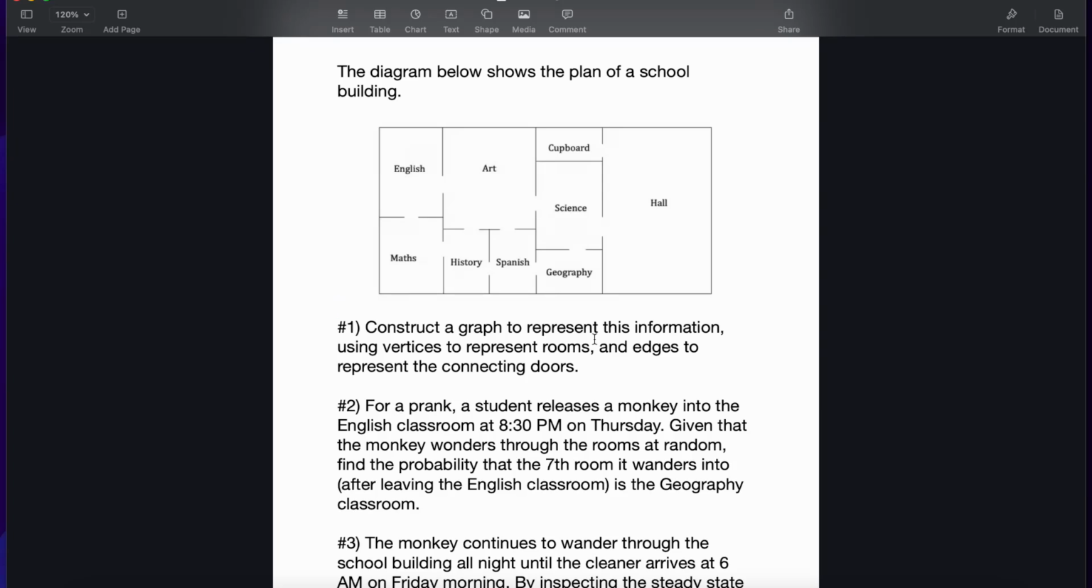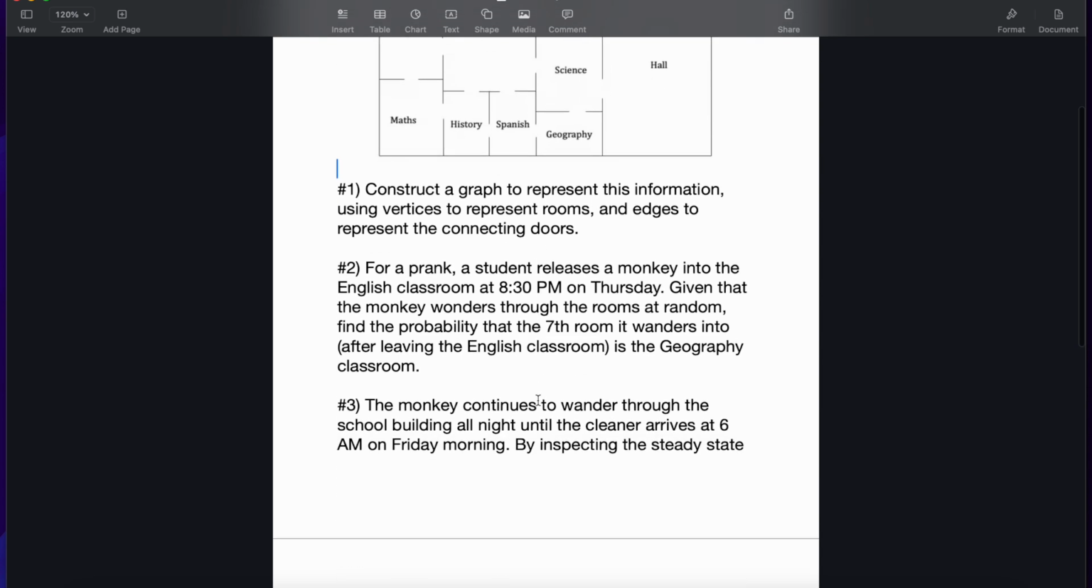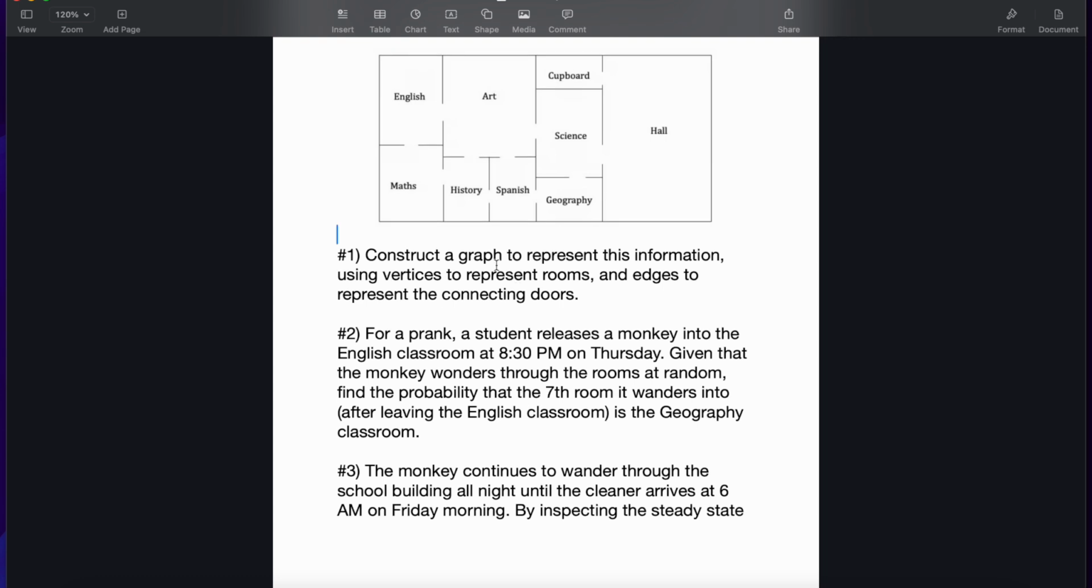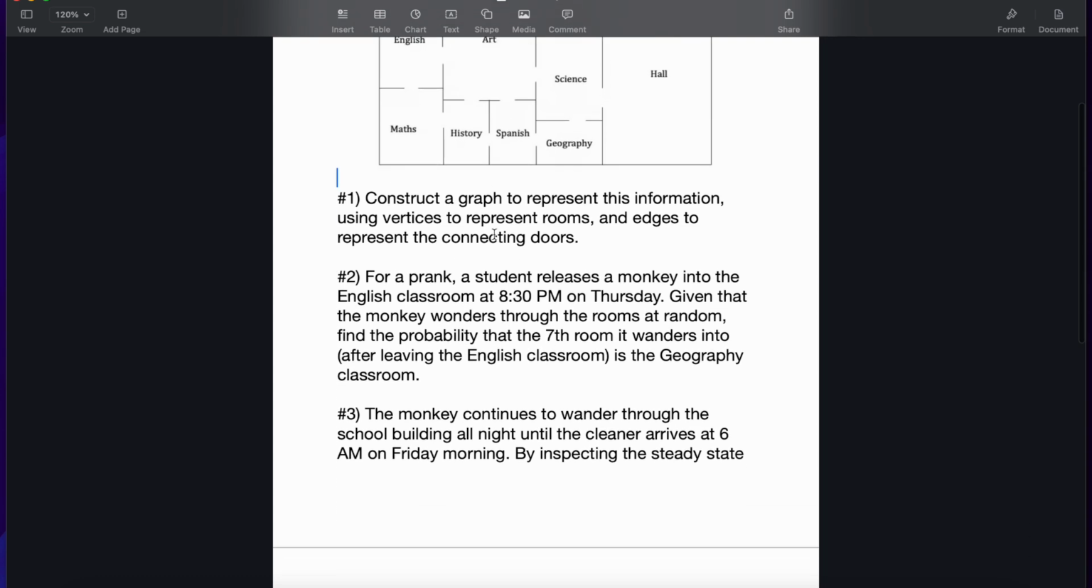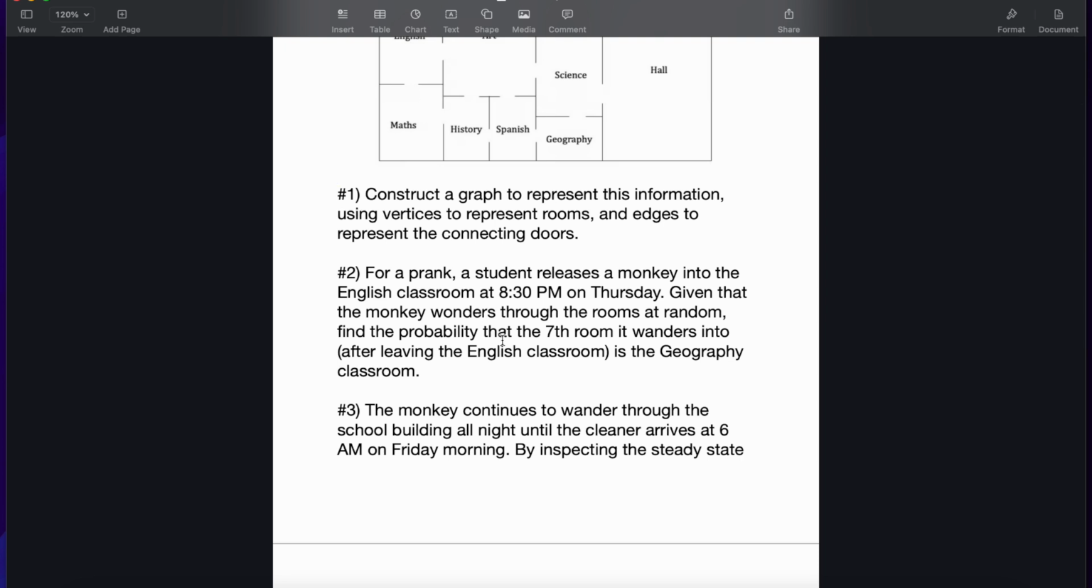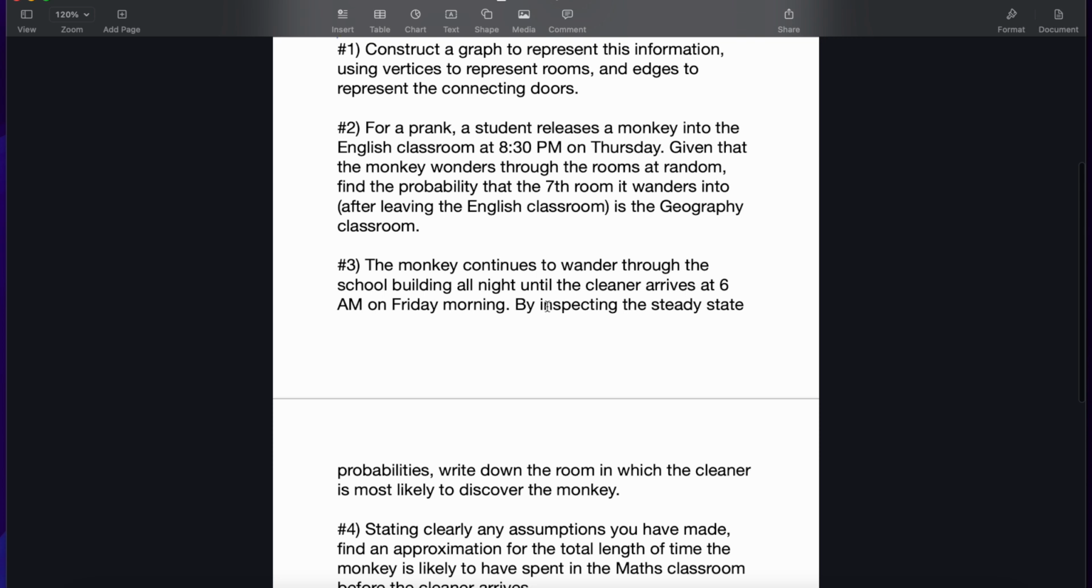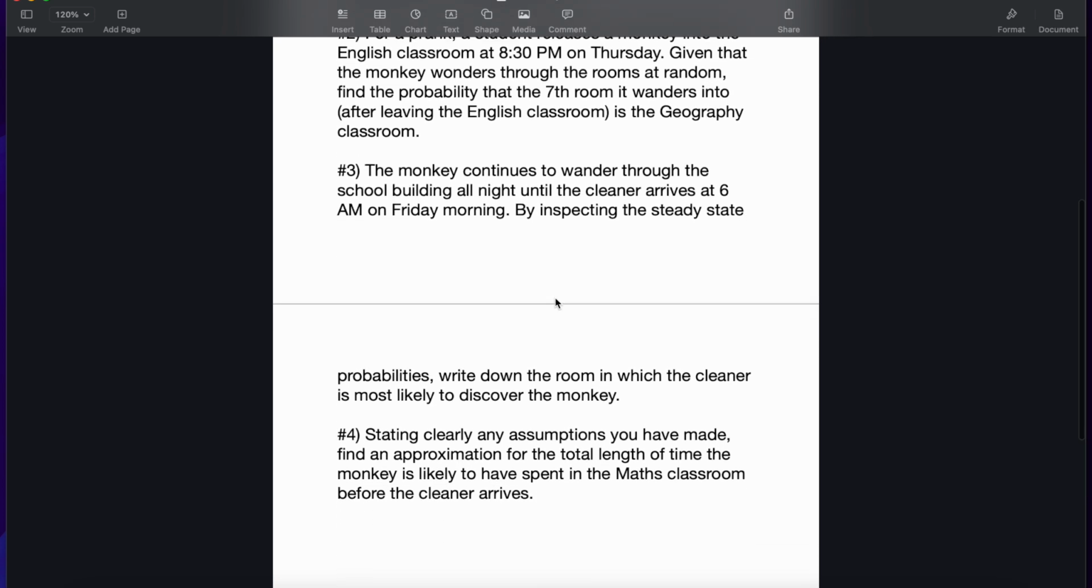Hey IB Math HL students, in this video we're going to do a past exam question based on graph theory. In this question there are 4 different parts that involve first constructing a graph based on the layout of a room. Next we're going to calculate the transition matrix and powers of the transition matrix. Then we're going to find the steady state of the Markov chain, and then a final question, number 4.